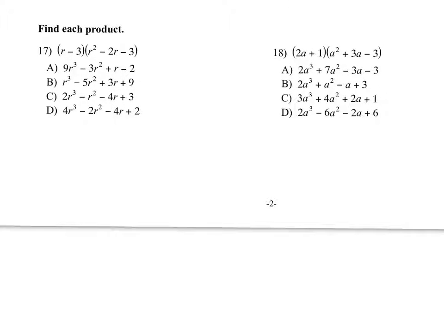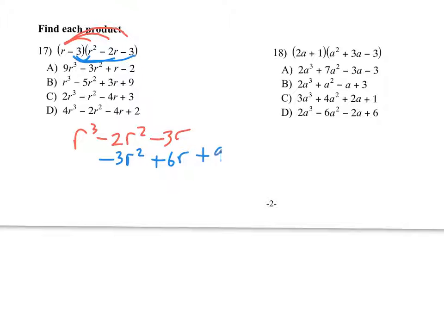For number 17, we're going to do some double distribution. R times R is R cubed. R times minus 2R is minus 2R squared, and R times minus 3 is minus 3R. Minus 3 times R squared is minus 3R squared. Minus 3 times minus 2R is plus 6R. And minus 3 times minus 3 is plus 9.